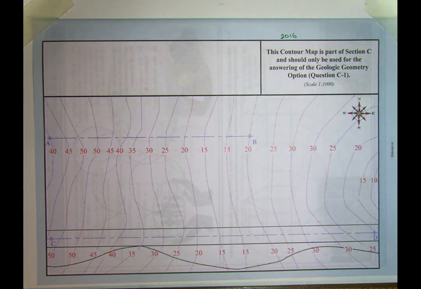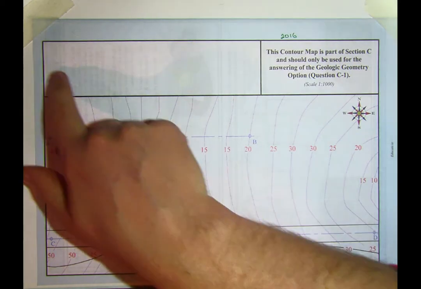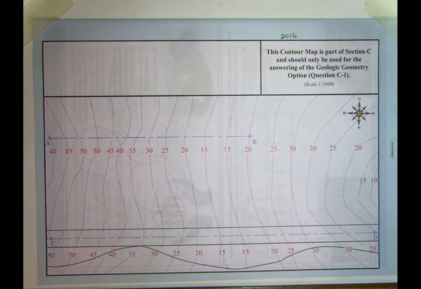Part A: on the drawing supplied, draw a vertical section profile on the line AB. So we're asked to draw a profile along this line here. We'll use this space up on top.